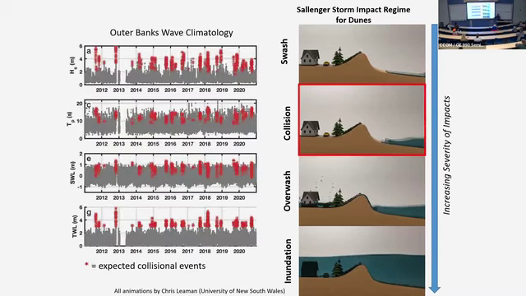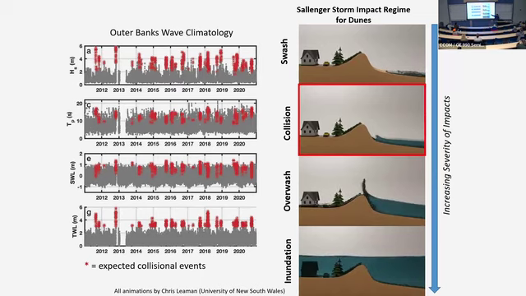If we look at a wave climatology in terms of wave height on the upper panel, wave period, tides to water levels, and at the bottom what we call total water levels, which is the complete water level hitting the dune. If we look at the Outer Banks where I live, or really pretty much any coastal system, all these red dots are showing when we're in the collision regime. This collision regime is really common. It happens 1-10 times a year from various storm events.